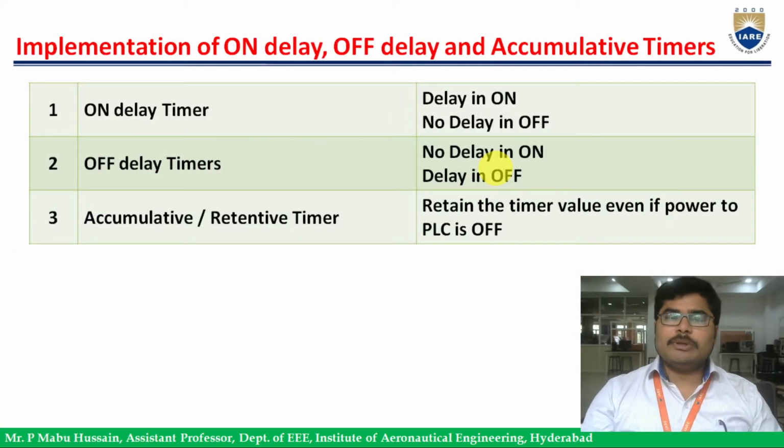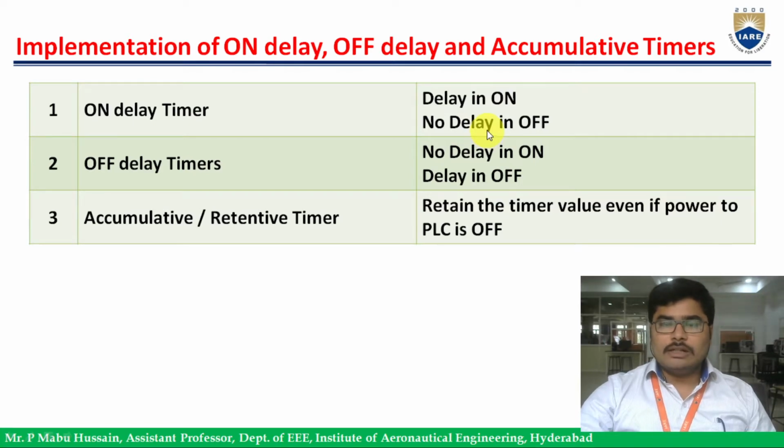Now let us implement the on delay, off delay, and accumulative timers. So what is an on delay timer? An on delay timer is one where during the on period there will be a delay, and during the off period there will be no delay. Suppose you have one switch and one bulb. In such a case, when you press the switch, your bulb generally will glow instantly.